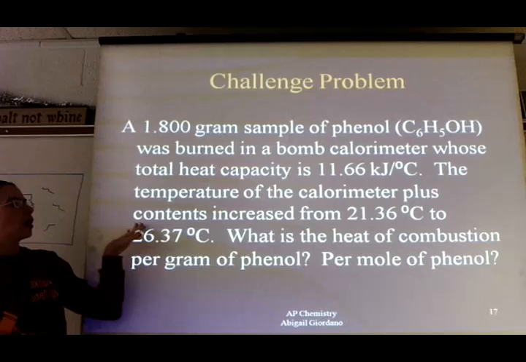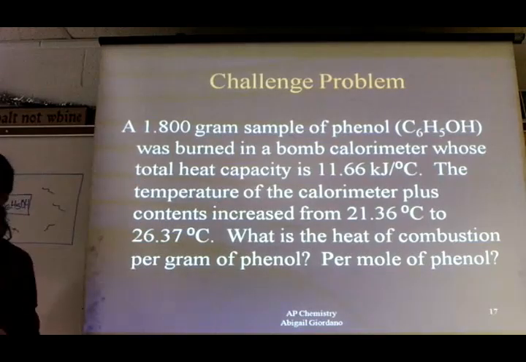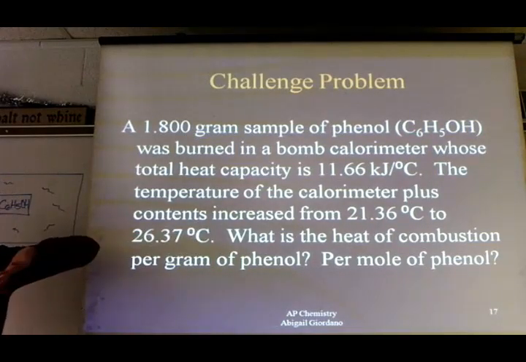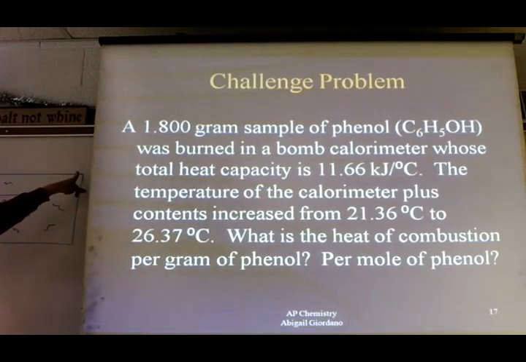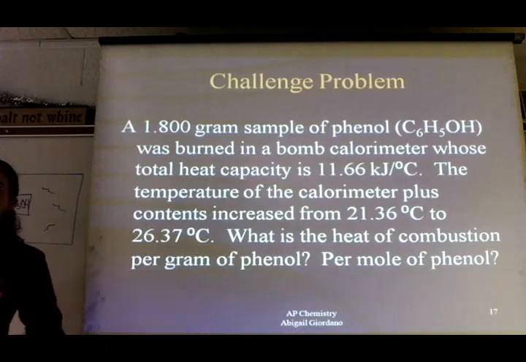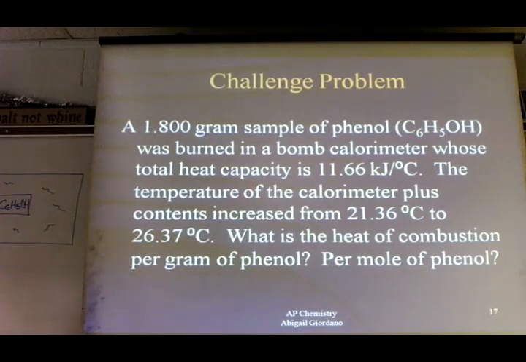Okay? Now, I get a lot of questions about what that word contents includes. Is that everything? And no, it isn't. It's not everything. Okay, and this is going to seem a little weird. The calorimeter and its contents includes the outer box, the water, the interior box, but not the reaction that's going on inside it.